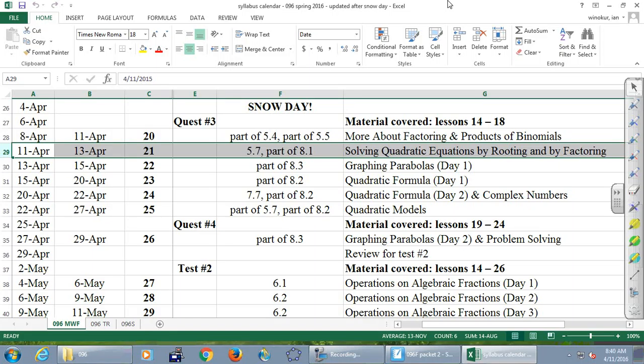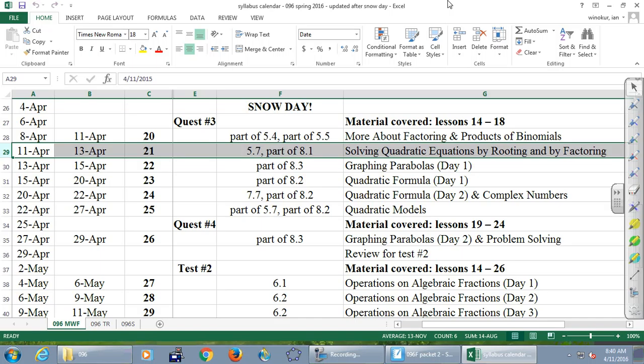Today is April 11th. We are covering solving quadratic equations using two techniques. One of them is rooting and the other is factoring. Coming up, lots more stuff on quadratics. A quadratic is just anything with an x squared in it. So we are in our quadratics module right now.